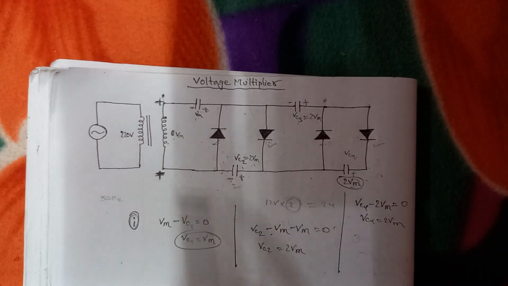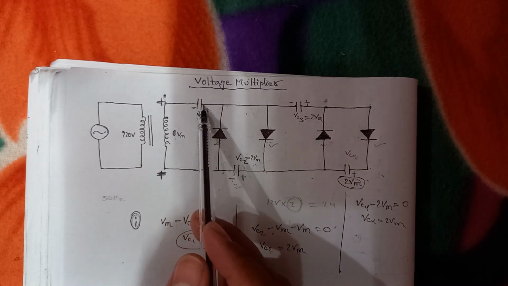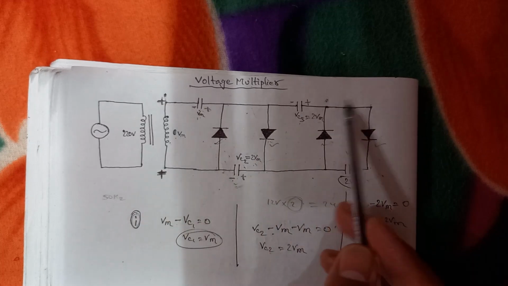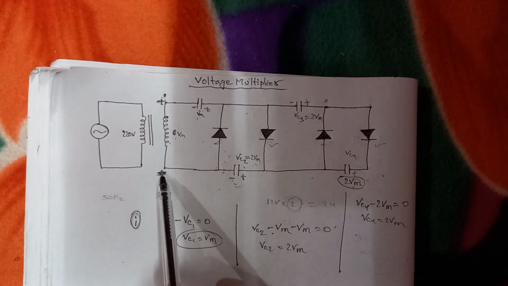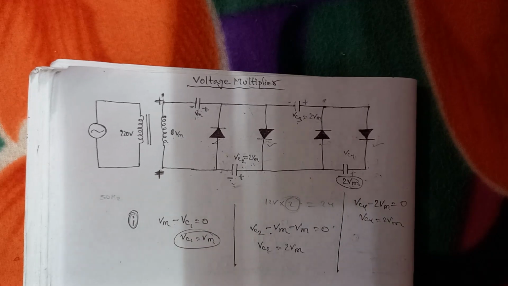Whenever you design this circuit, don't forget to measure the voltage across the capacitors here, here, and here. Whenever you measure from here to here, you will get 3 times, and whenever you measure from here to here, you are going to get 4 times. This is the simple logic of a voltage multiplier.